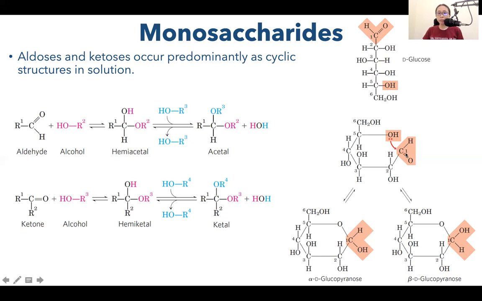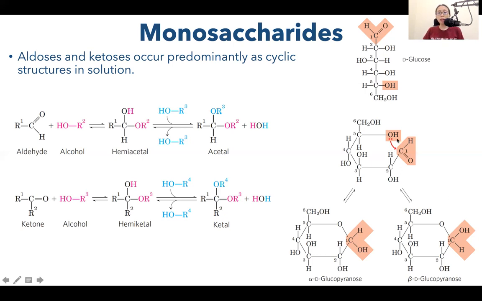Now, carbon 1 becomes a chiral center, and it is distinguished from the other carbons. Remember, we have the term epimer. It refers to stereoisomers that differ in only one carbon or in one chiral center. Carbon 1 is distinguished from epimers through the term anomer. So carbon 1 becomes what is called an anomeric carbon or an anomeric center.